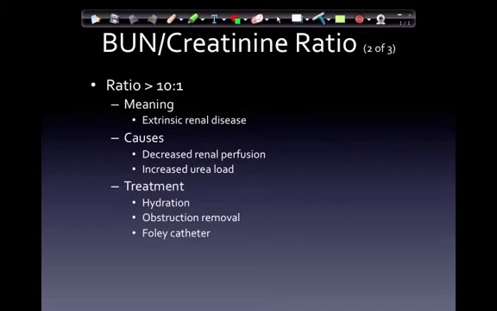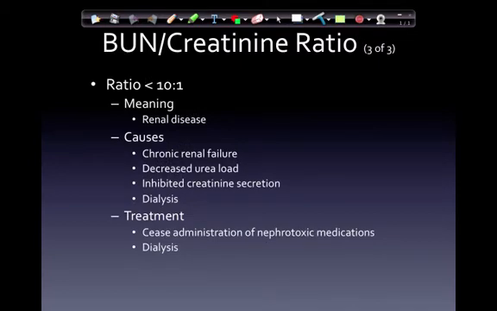Increased urea load. Treatment: hydration, obstruction removal if we have any kind of obstructed bowel, or Foley catheterization, so you can eliminate the BUN and creatinine from your system. Ratios less than 10 to 1 also mean renal disease. Causes could be chronic renal failure, so this didn't just onset overnight, decreased urea load, inhibited creatinine secretion, or dialysis has just occurred. Treatment: cease administration of nephrotoxic medications, and dialyze.